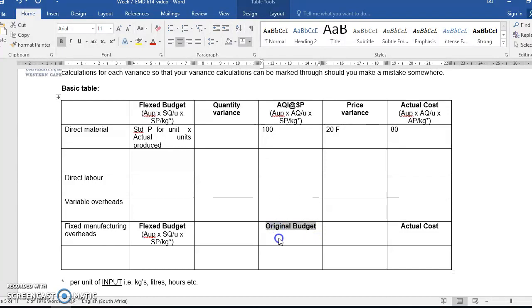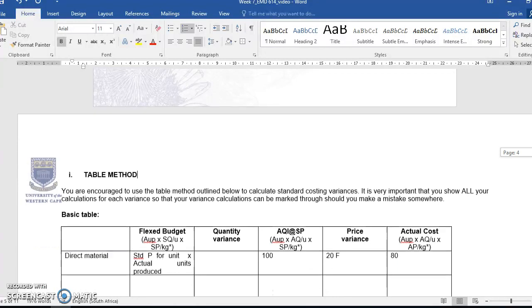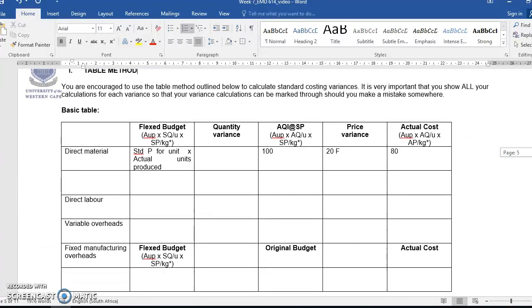Alright, and then again, the difference between this column and that column would be the price variance, except we just don't call it the price variance of fixed overheads, we call it the expenditure variance, but it's effectively similar to a price variance, and the difference between these two columns would also again just be the quantity variance. Alright, so that is just at a high level explaining how the table works.